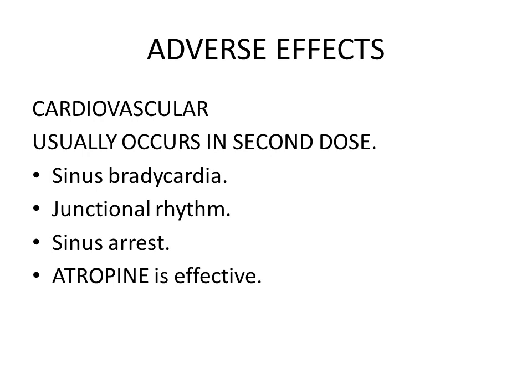Coming to adverse effects, cardiovascular effects usually result from the second dose of succinylcholine. Usually we give half the dose in the second dose. It causes sinus bradycardia, junctional rhythm, and sinus arrest. These are some of the cardiovascular adverse effects of succinylcholine. It may also cause sinus tachycardia and tachyarrhythmias. Atropine is effective, so we give atropine before the second dose of succinylcholine to prevent cardiac arrest or sinus bradycardia.